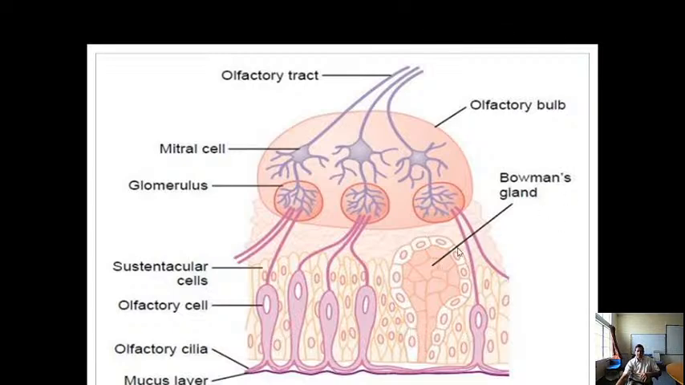The Bowman's glands are secretory, and there are the basic olfactory cells with their cilia, and the supporting cells. How do they communicate? They travel via the cribriform plate openings and go into the glomeruli. From there, the mitral cells form the olfactory tract, which travels in the anterior cranial fossa. That we will see a little later. This is the basic structure you should understand.